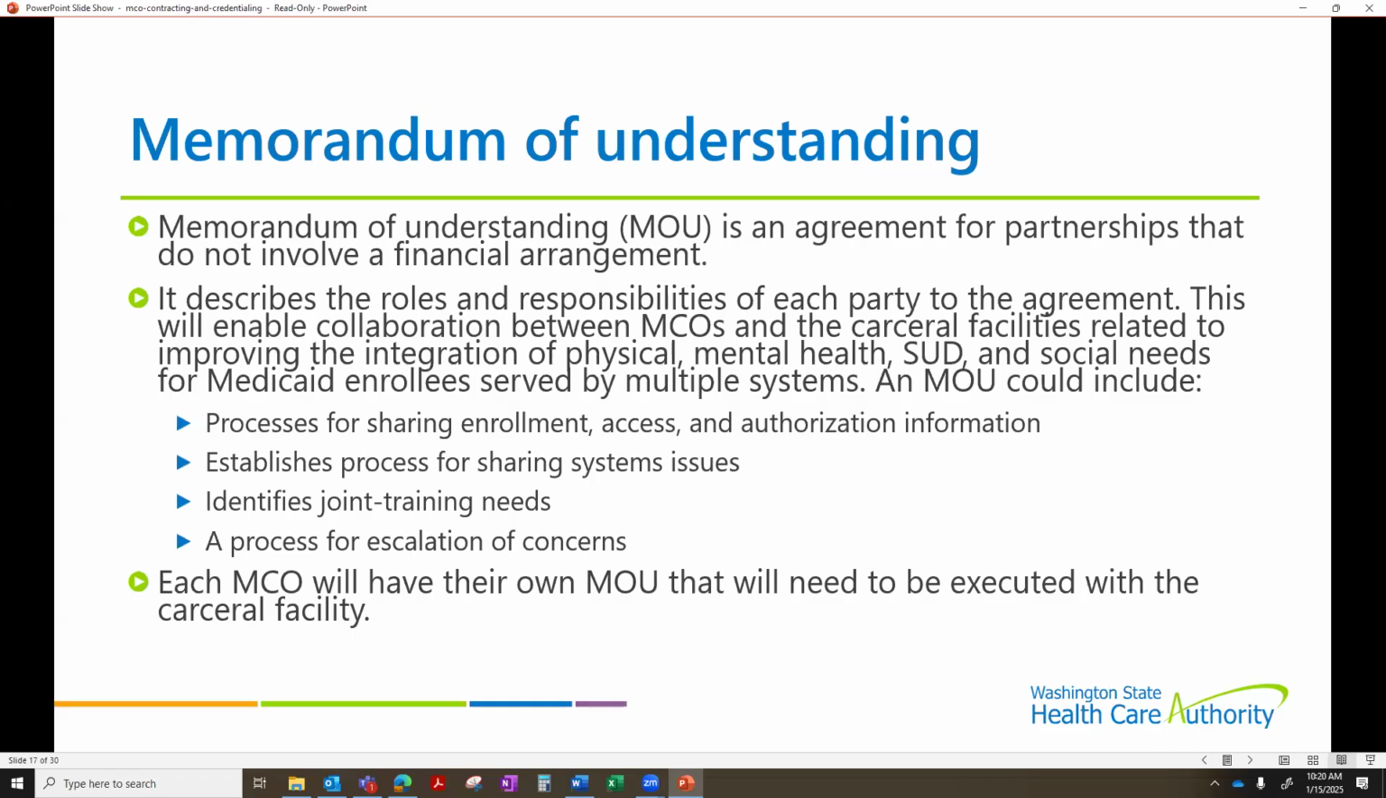So each of the MCOs will have our own MOU template, just because we each have our own different requirements around the MOUs that need to be executed. And so we will work with the carceral facilities to do those MOUs as needed, and/or update ones that we currently have with you, as we do have with several. And back to Carrie for the next slide.